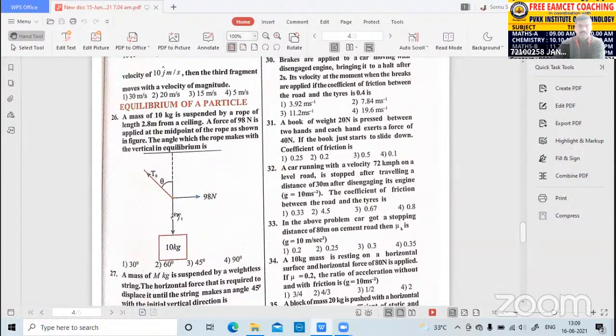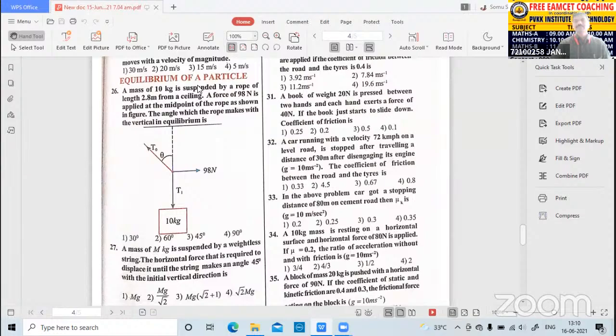So here, observe, the body is suspended, the weight is 10 kg, and the force is 98. So what do we need to find out? We need to find the angle. The options are 30 degrees, 60 degrees, 45 degrees and 90 degrees. Okay, so mass 10 kg, force 98, length 2.8 meters. So now, find out the angle.